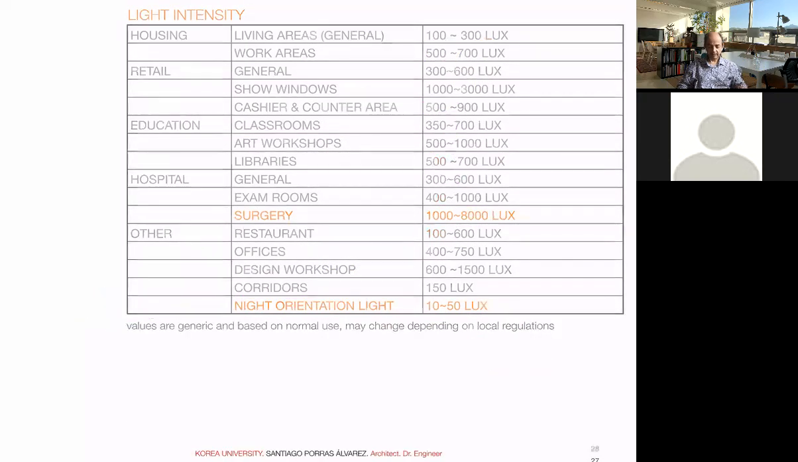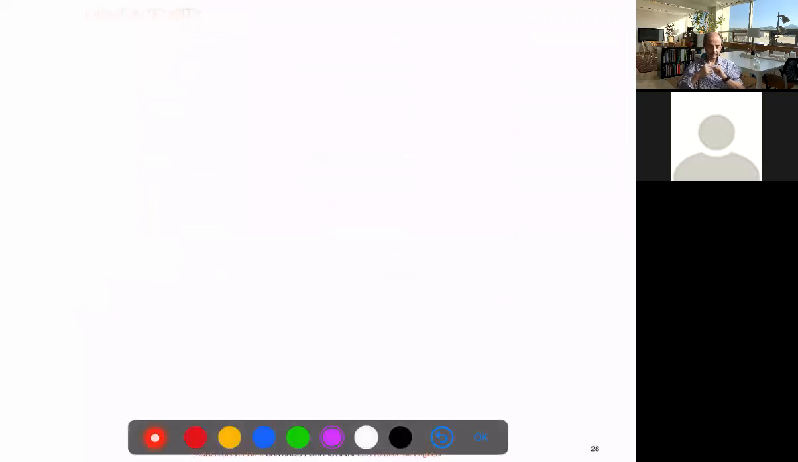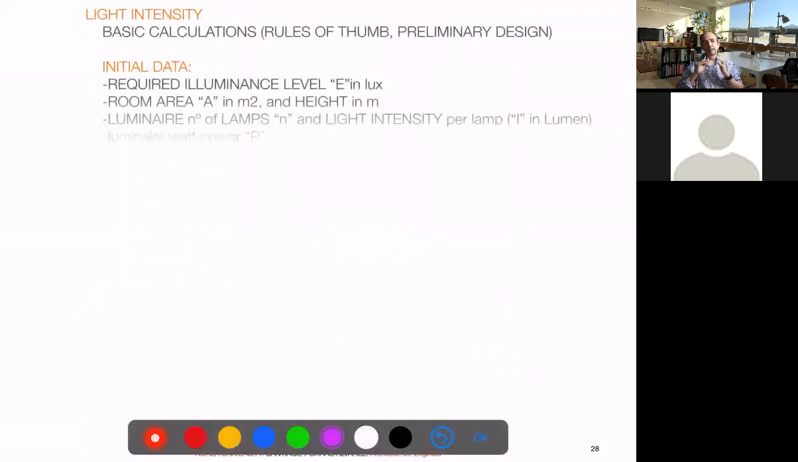Of course, there are a lot of local regulations. I should follow them. So it is nice to have a tool, a basic calculation. Of course, you will use your simulation tools on the computer, but before entering all the data in the program or having the whole model in 3 dimensions, you may want a rough idea of how a specific space might be lit without spending much work. So what you need is the required illuminance in lux.